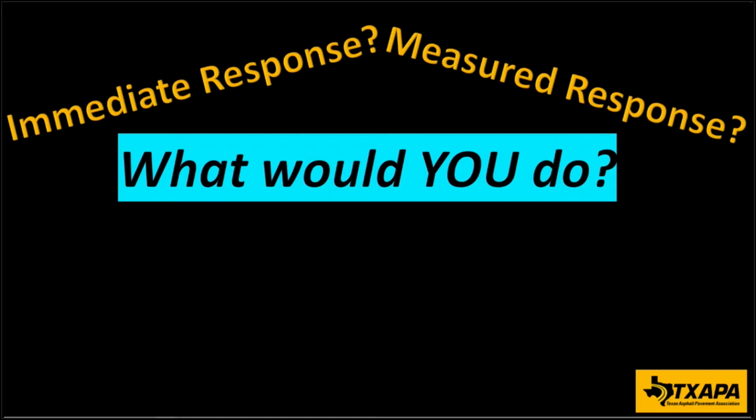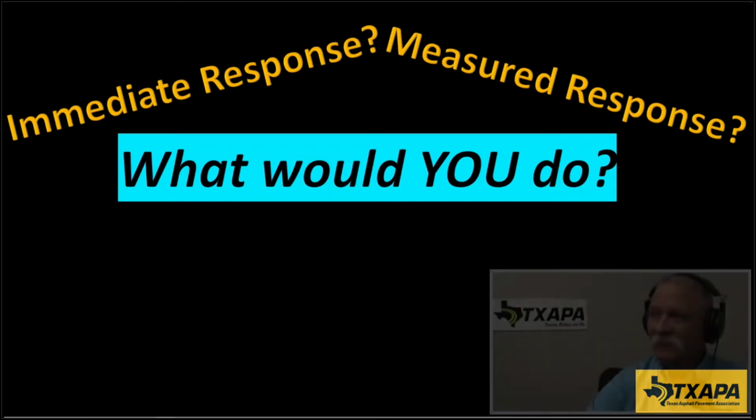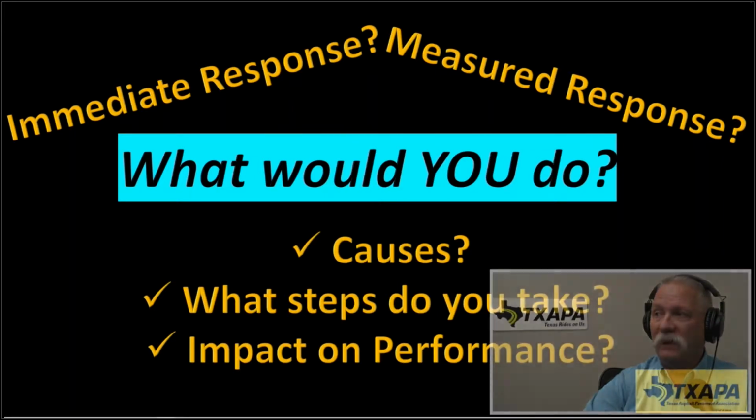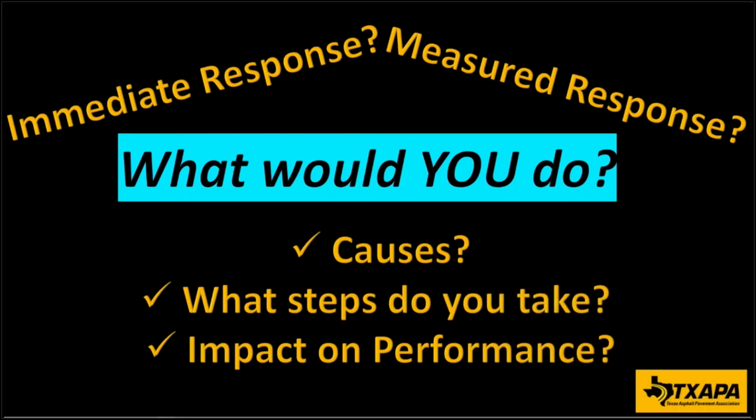So we want you to be thinking about that in this process, understanding what the immediate response is and what the measured response is. And then we're also going to talk about what the causes of this are, and what steps you take. And we really need to be focusing on why this is important. Well, it's important because it may have an impact on performance. That's what we want to try to address.